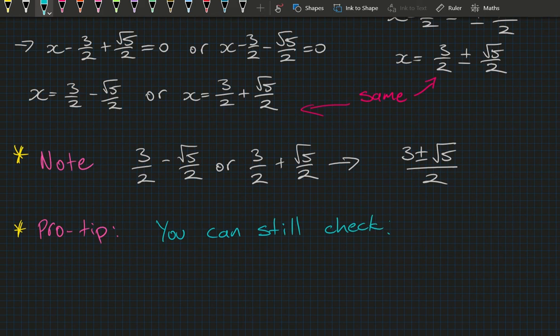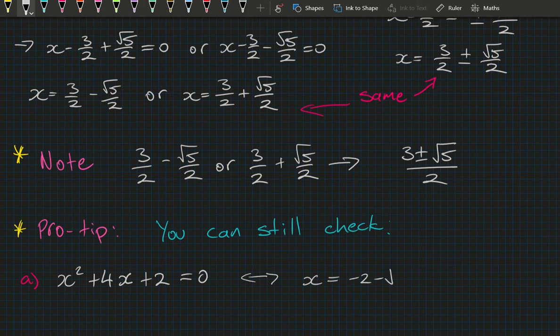And as a pro tip, it's important that you realise even with these complicated answers, we can still check the answer. So let's do that with A, where we started with x squared plus 4x plus 2 equals 0. Our solutions ended up being x equals minus 2 minus the square root of 2, or x equals minus 2 plus the square root of 2.